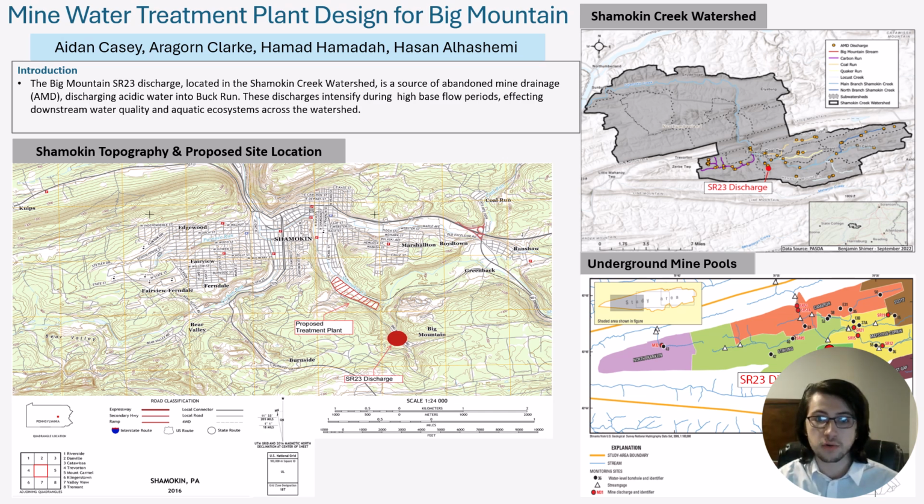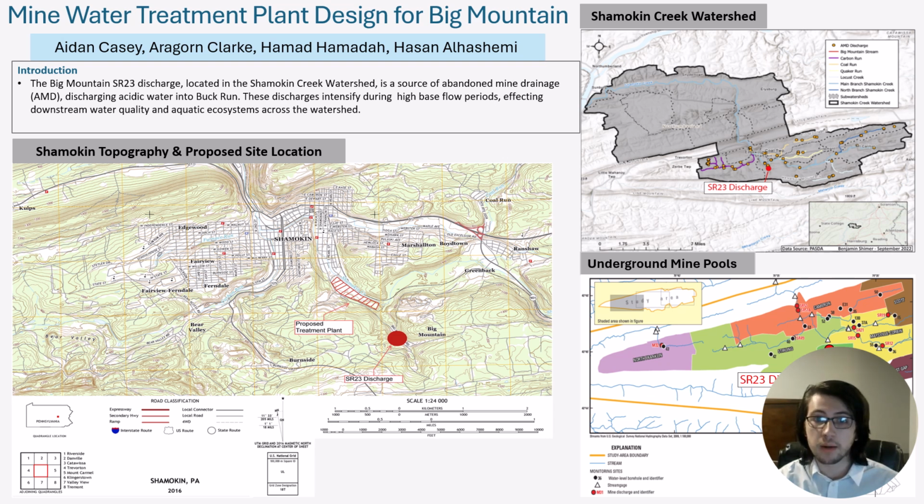project. Historic underground coal mining has created a complex subsurface network of flooded mine workings, which has led to continuous discharge of highly acidic, metal-laden waters. These discharges flow directly into Buck Run, a tributary of Shamokin Creek, and have severely degraded aquatic habitat, impaired biodiversity, and complicated downstream water treatment. Our study emphasizes the need to safeguard the waterway and its ecosystem.